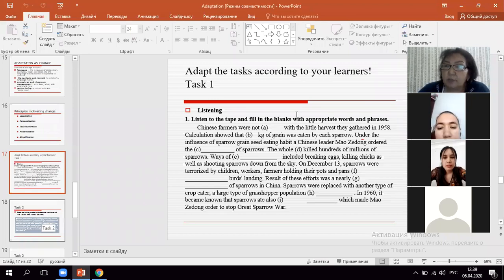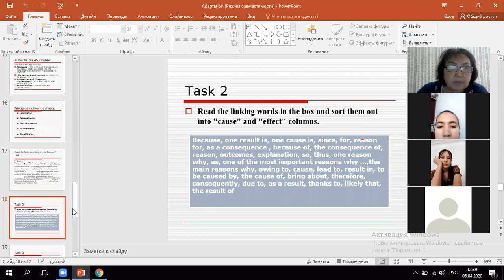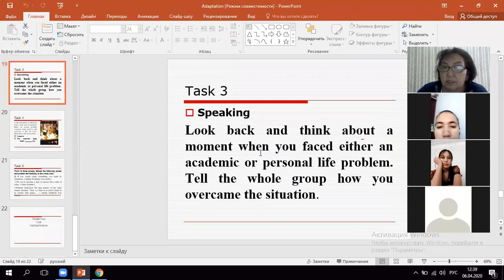Read the linking words in the box and sort them out into cause and effect columns. Just the cause and effect columns. If you don't like this material, again, you should adapt it. The next material, speaking task.